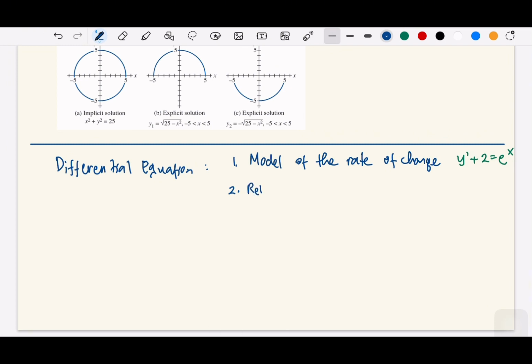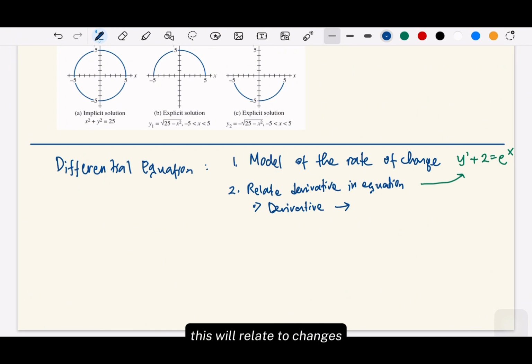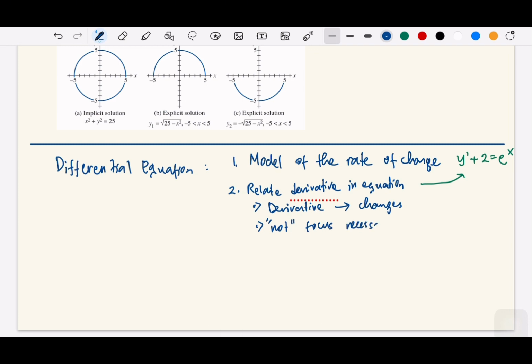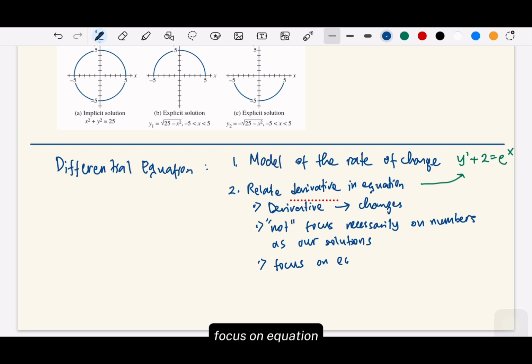And then second, we need to relate the derivative in the equation. Remember that the derivative will relate to changes, and we are not focused necessarily on numbers as our solutions. Focus on the equation as the solution.